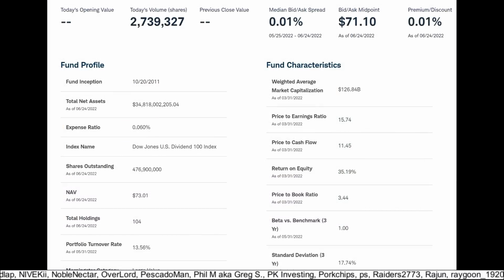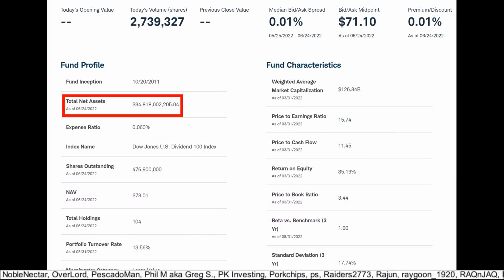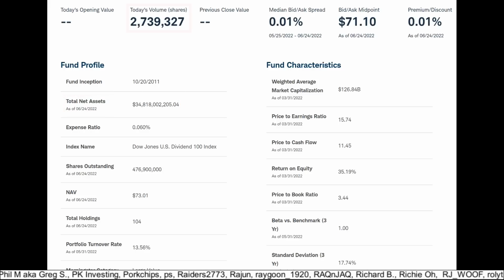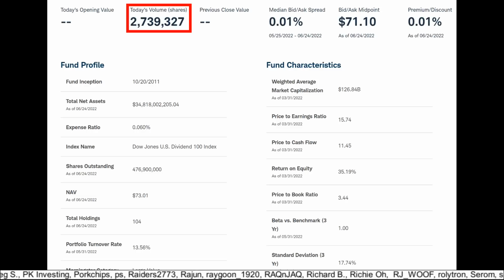We also see that it has around 35 billion assets under management, which is a solid amount. I avoid funds with a low AUM. Beyond that, we see that SCHD has decent volume, which means it should be easy to buy and sell.